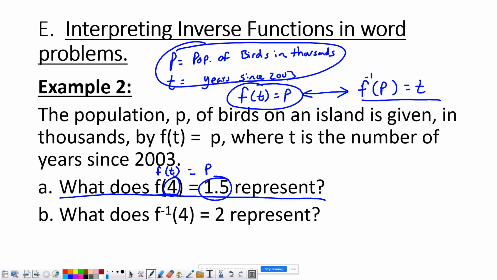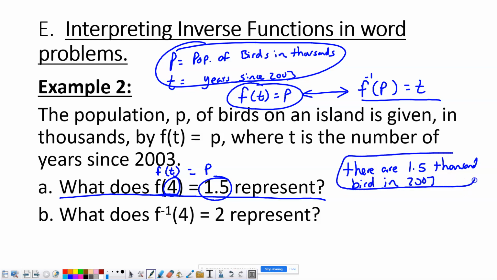So what you could say is there are 1.5 thousand birds in 2007. Okay? Let's go ahead and take a look at part B. Now for part B, it's not f anymore. Now it's f inverse. And when we have f inverse, the number in parentheses switches roles. So in this case, the number in the parentheses is a p-value, and the output is the t-value.